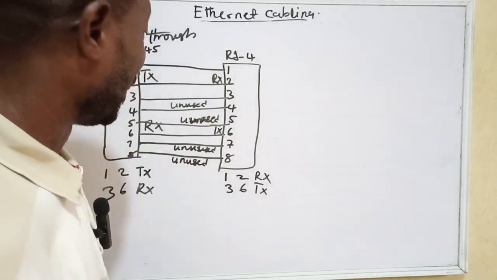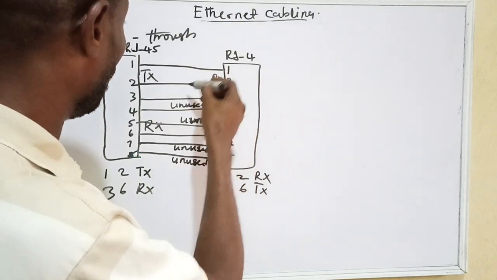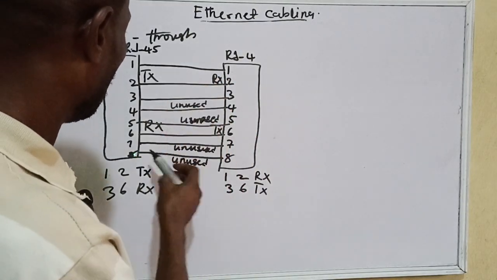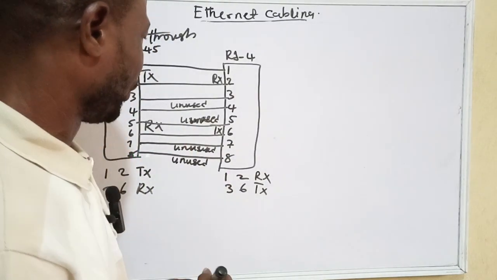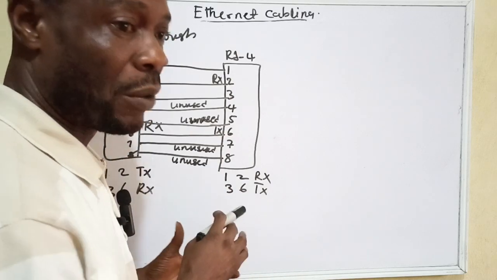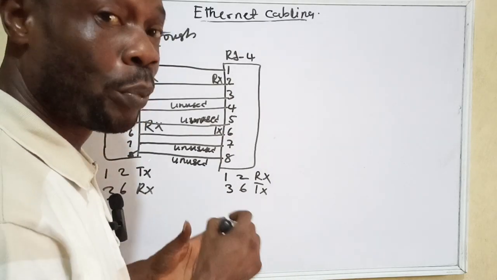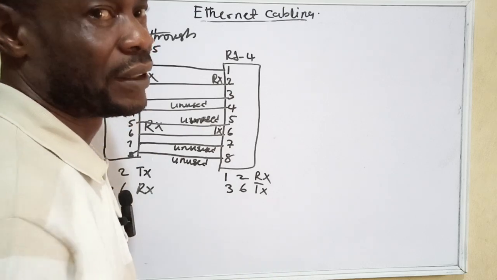Okay, but in a gigabit situation, the 8 pins are used, which means four cables are used here for transmit. 4 copper wires are used for transmit. That is 2 pairs are used for transmit, and 2 pairs are used for receive.